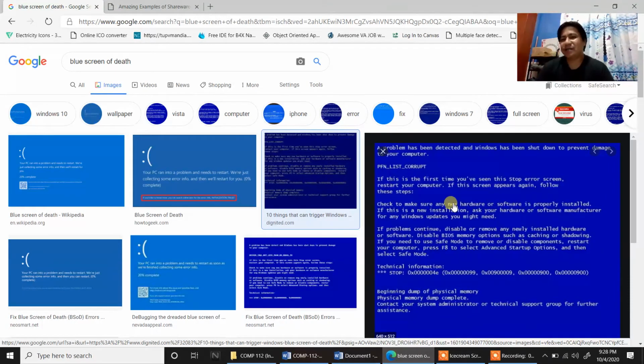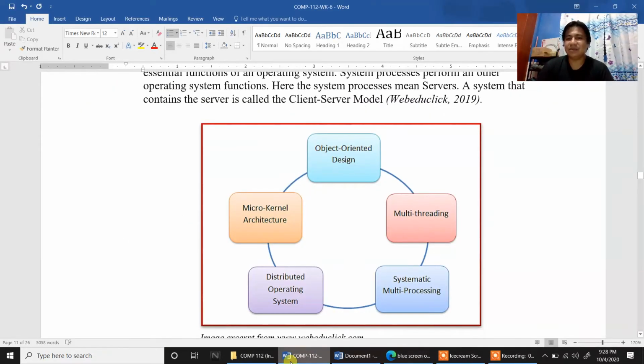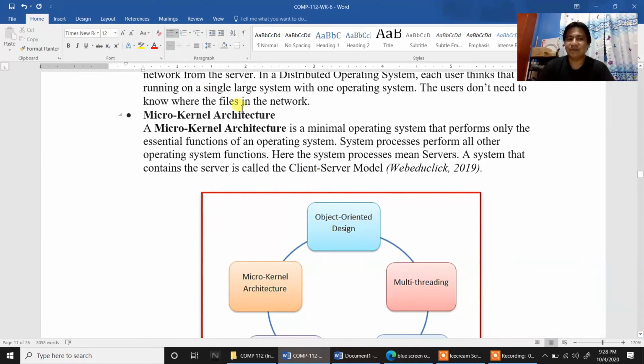So let it rest for a while. When you turn it on again, if it comes back, then you're lucky. But if it doesn't come back and keeps failing, you need to consult the technician so that it will solve the problem. So that is the purpose of the kernel, kernel architecture.